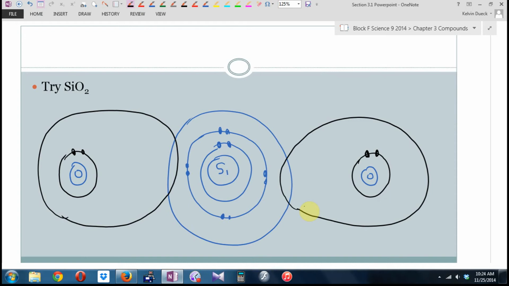So, are you ready? How many electrons extra does oxygen need to be happy? 2. So I'm going to do this. There's going to be from silicon 1 there and 1 there, and then oxygen has 1, 2, 3, 4, 5, 6. We may have to do some adjusting here. We'll see.